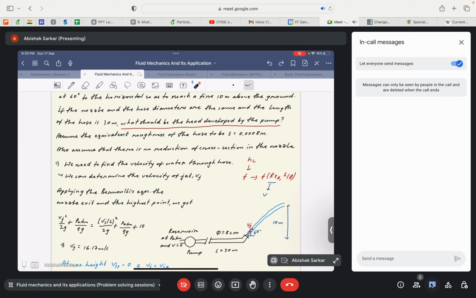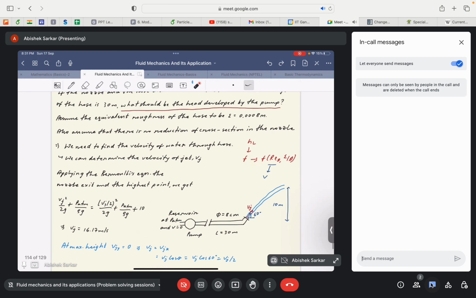where the water reaches. At the nozzle exit, the velocity of the water is the velocity of the jet, so it is equal to Vj. So Vj square by 2g plus P atm by rho g, if we take this as the datum so z is 0, is equal to (Vj by 2) whole square by 2g plus P atm by rho g plus 10. Since the pressure at both points is atmospheric pressure, these two terms will go out. Z equals 0 at the nozzle exit, and z is equal to 10 at the highest point.